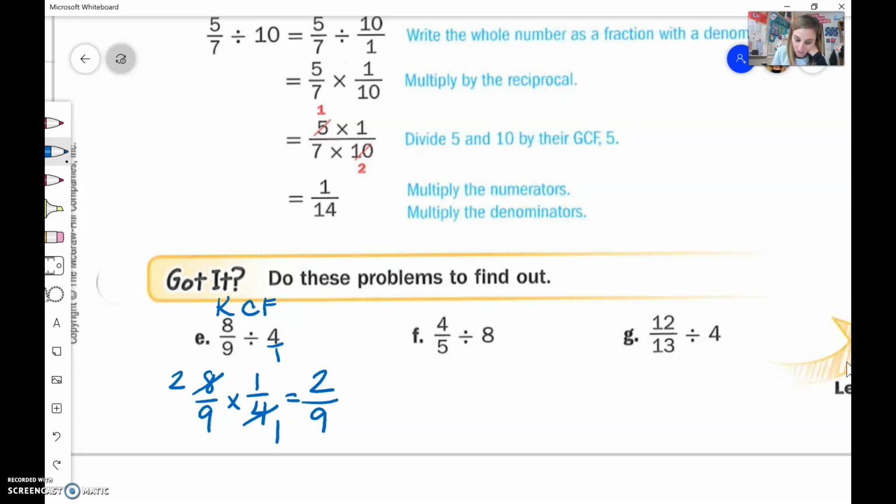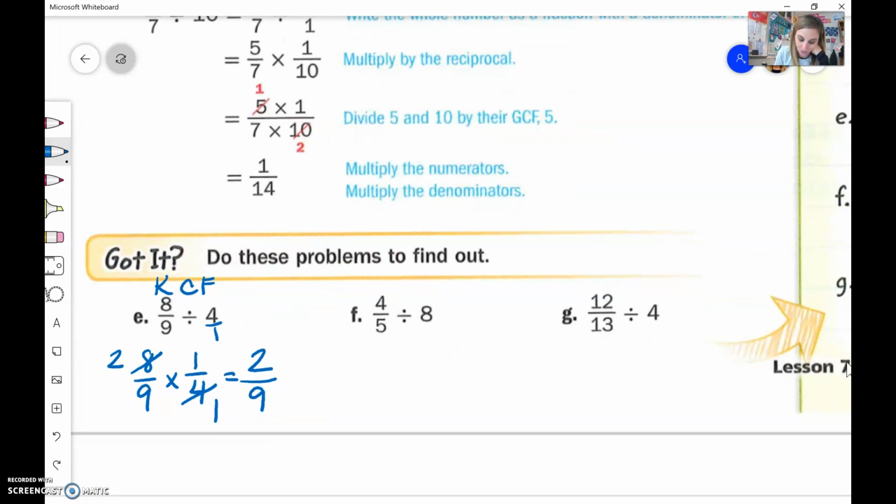All right, let's take a look at this next one. Keep, change, flip. I'm first going to put that 8/1 right away. 4/5 stays the same. Keep, change the division to multiplication, flip, and put 1/8. And now I'm going to just cross cancel, cross simplify, cross divide. 4 divided by 4 is 1. 8 divided by 4 is 2. I'm going to multiply my numerators. 1 times 1 is 1. 5 times 2 is 10.